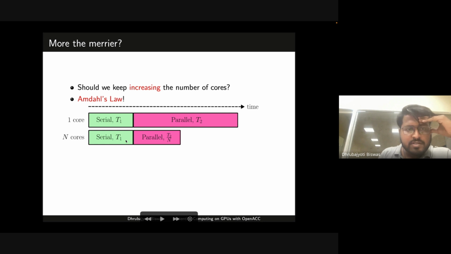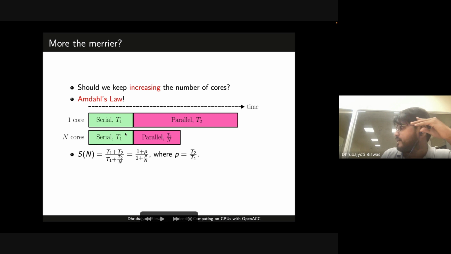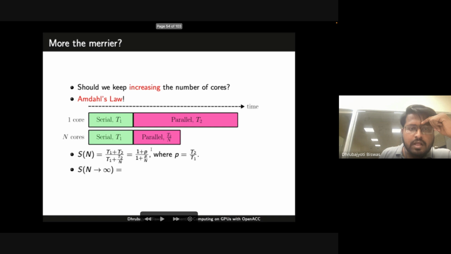So we can compare what is called the speed up. When executing on n cores, we can find the speed up. Speed up is defined as the original time taken, that is T1 plus T2, over the time taken after parallelization on n cores. Again, the serial part is not affected. What is affected is the parallel part, so T2 becomes T2 by n. We can define the ratio T2 over T1, the amount of parallel time by serial time, as P, and therefore the formula becomes (1 plus P) by (1 plus P over n). Can somebody tell me what happens if n becomes very large?